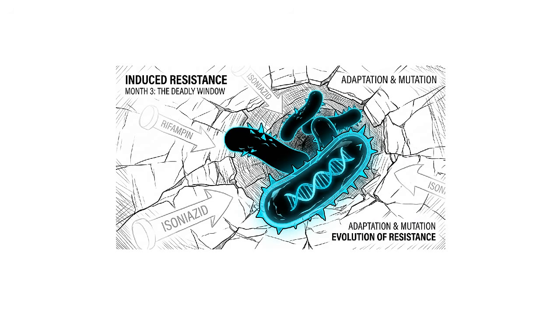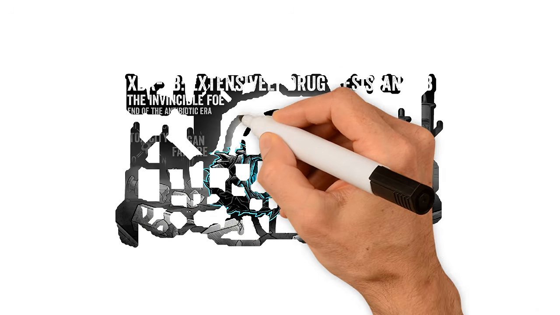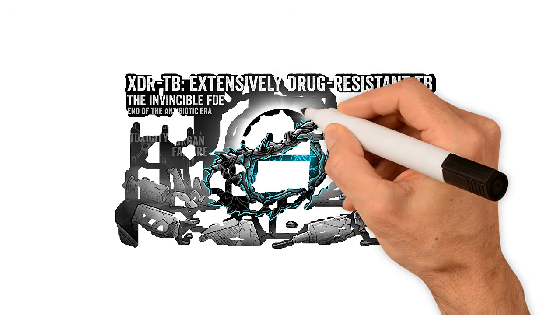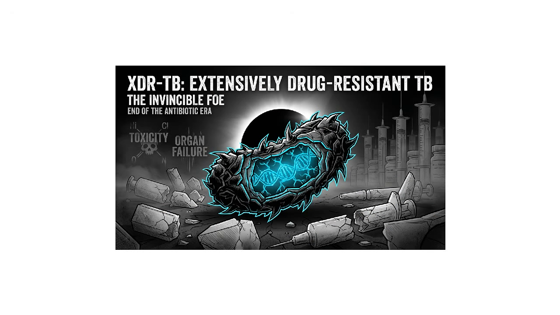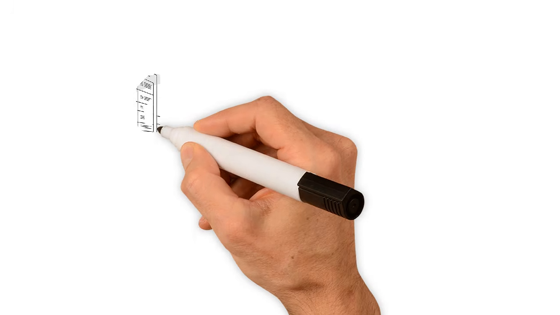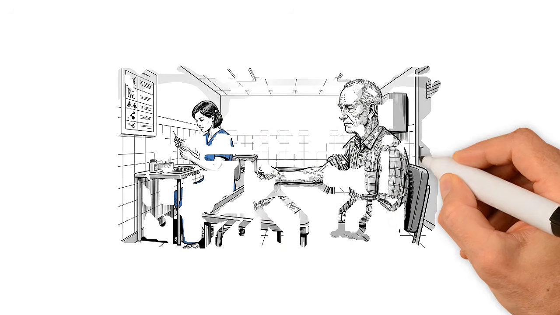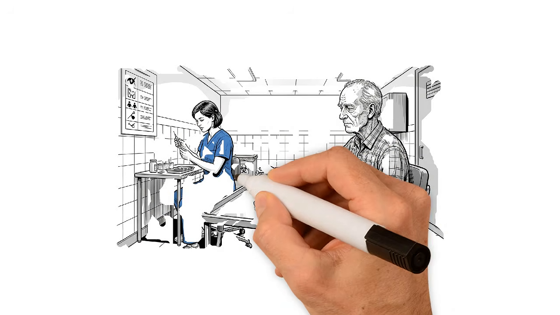Strains that brush off our most potent first-line drugs. And the nightmare scenario, XDR-TB, extensively drug-resistant TB, immune to almost our entire pharmaceutical arsenal. Curing it requires years of brutal treatment with severe side effects and often daily injections. So, let's talk about actually finding this bacteria. Because as we saw, the standard slide test often misses it entirely.